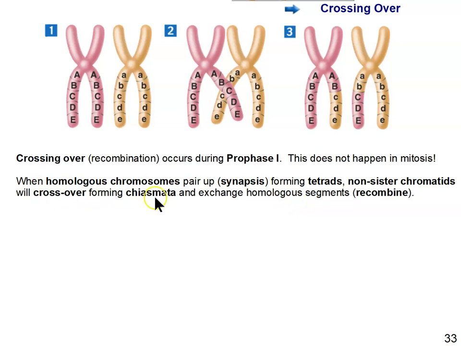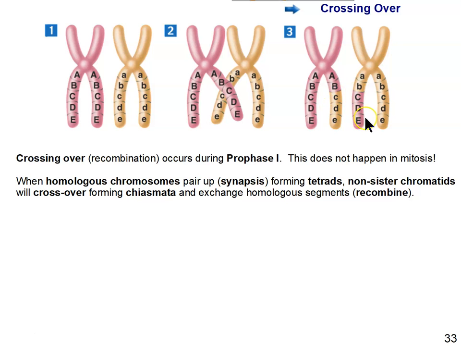They'll cross over, forming chiasmata. Chiasma means cross. So chiasma is one cross. Chiasmata refers to multiple crosses, so it's plural. Chiasmata is actually the plural of chiasma. So this is a chiasma, a cross of 2 chromatids, 2 non-sister chromatids, and they're exchanging homologous segments. In other words, you'll notice that they're exchanging the same letters here.